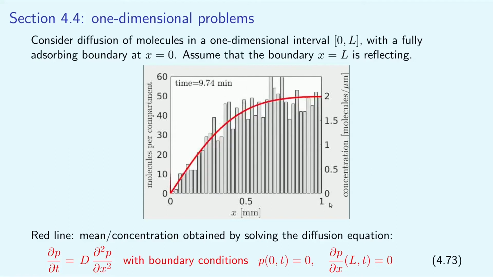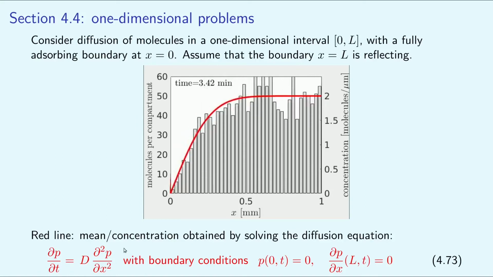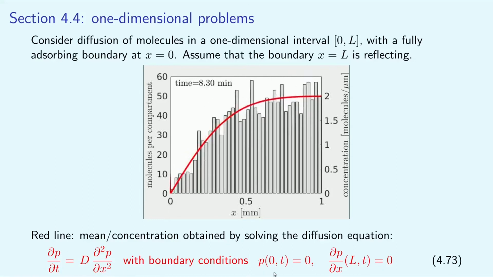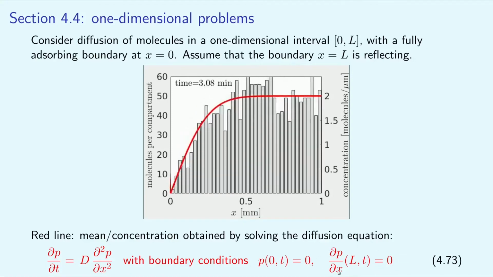Then the time evolution of the deterministic model will be given by the diffusion equation for density p(x,t) of molecules at point x at time t. The left boundary is adsorbing, so we have the boundary condition p equal 0 at x equal 0, and the right boundary is reflective, so we will have boundary condition derivative of p with respect to x equal to 0 at x equal to L.